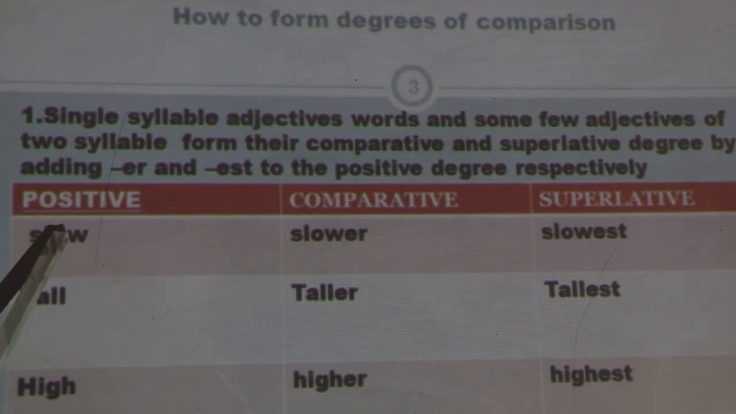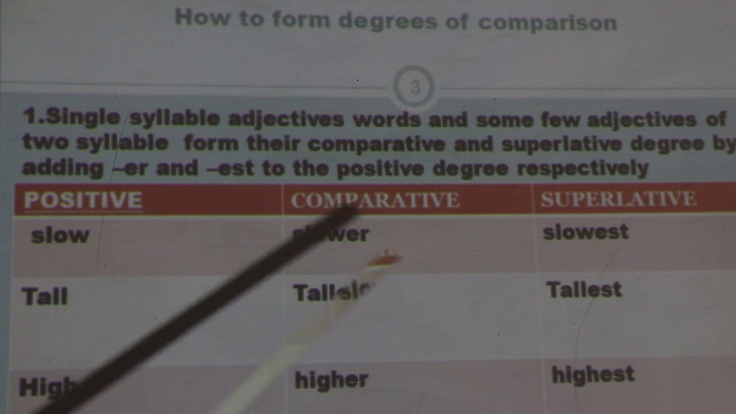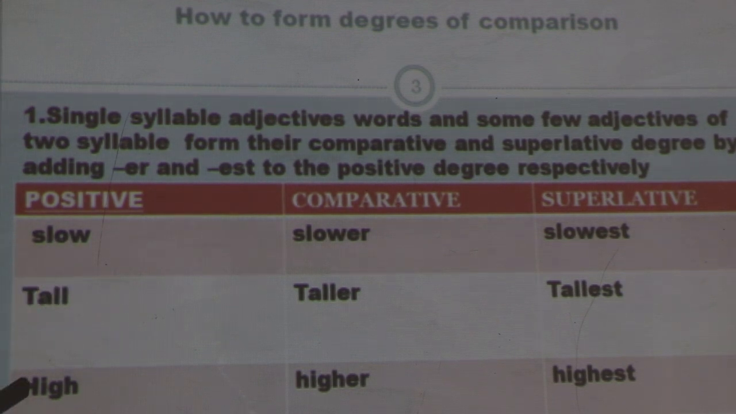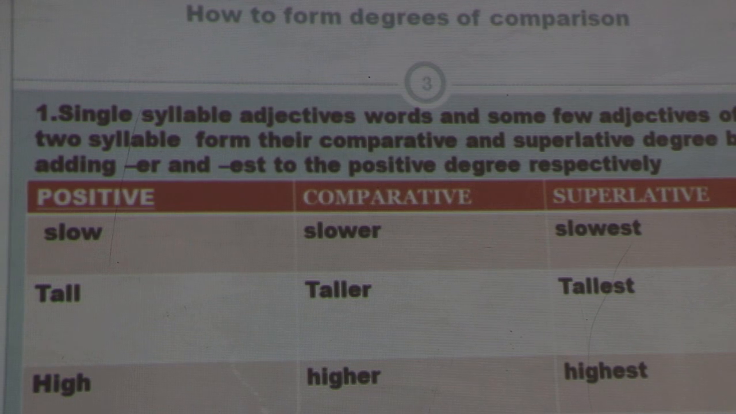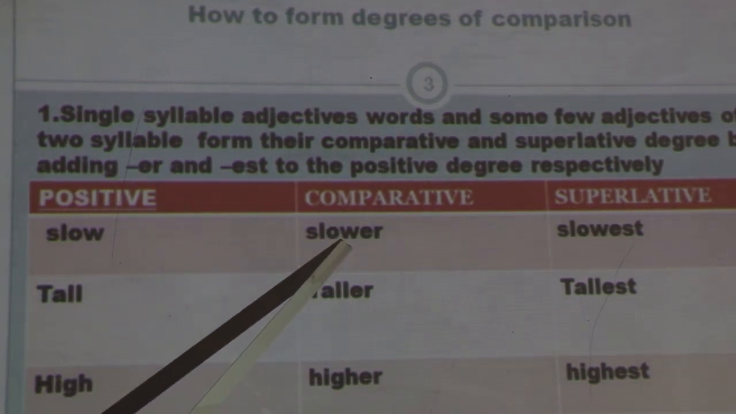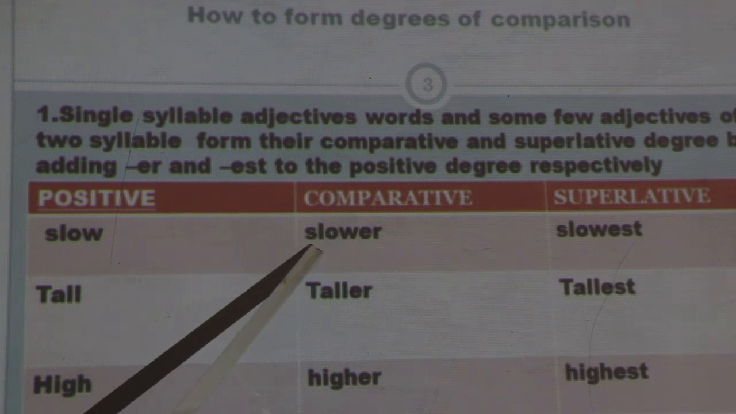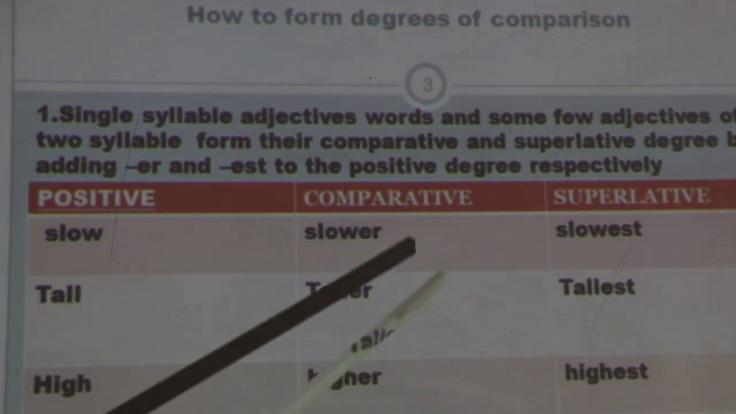Now let's look at this table here: the positive, comparative, and superlative. Those are the degrees of comparison. The first word we see has a vowel sound, not a vowel letter. It is the vowel sound O. This is "slow." Because it has only one syllable, you have to add ER, so it's going to be "slower." The superlative is going to be "slowest."